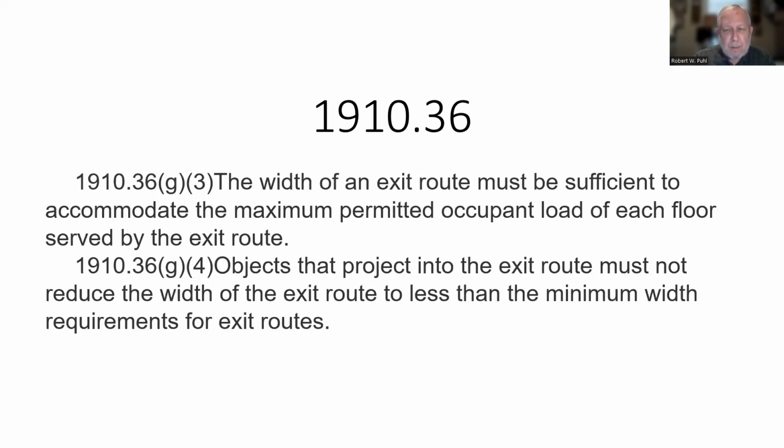The width of an exit route must be sufficient to accommodate the maximum permitted occupant load of each floor served by the exit route. Objects that project into the exit route must not reduce the width of the exit route to less than the minimum width requirements for exit routes. So objects that project into the exit route are big warning signs to a safety person. You don't want to see that at all.